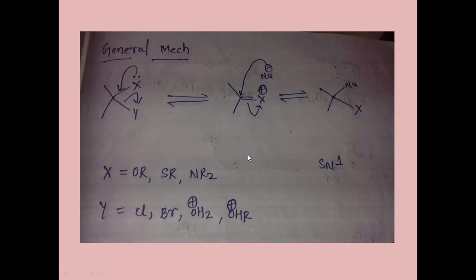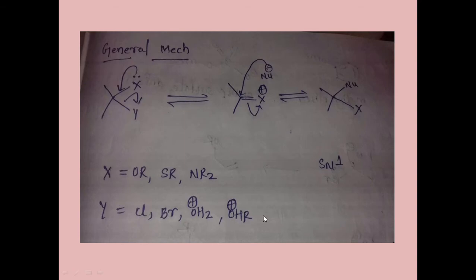Because we are getting a stable carbocation because of having a group which can give electrons to the alpha carbon, right? The alpha carbon is attached with a group which can give electrons, so we can perform delocalization. So X should be OR, SR or NR2, which can give lone pairs, or a pi electron system can also be there. Y should be the leaving group, the most stable leaving group.